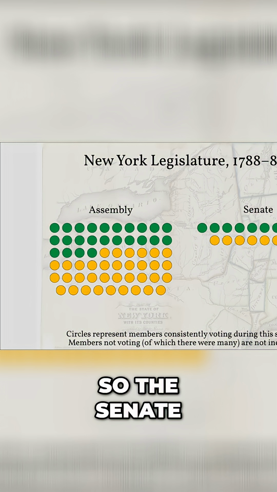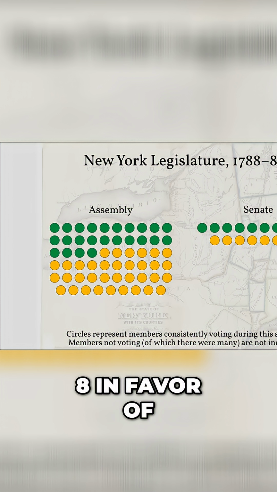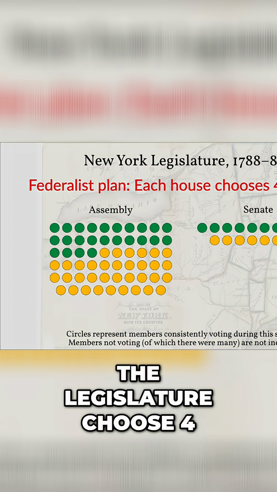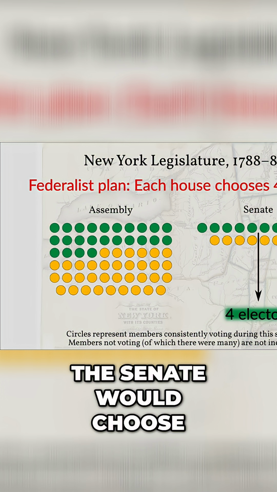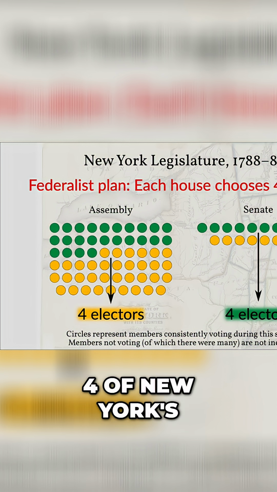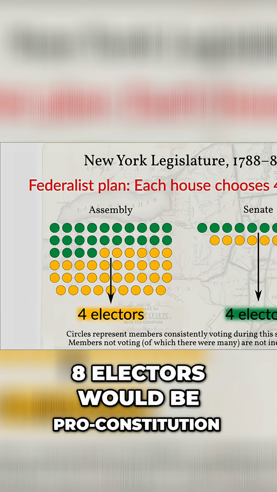So the Senate, which was 10-8 in favor of the Constitution, wanted each house of the legislature to choose 4 of New York's 8 electors. The Senate would choose 4, and the Assembly would choose 4. And that way, 4 of New York's 8 electors would be pro-Constitution.